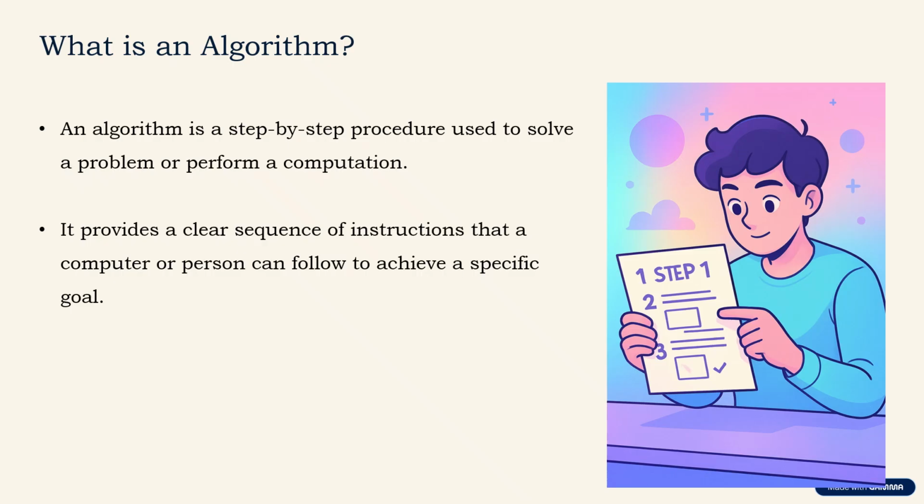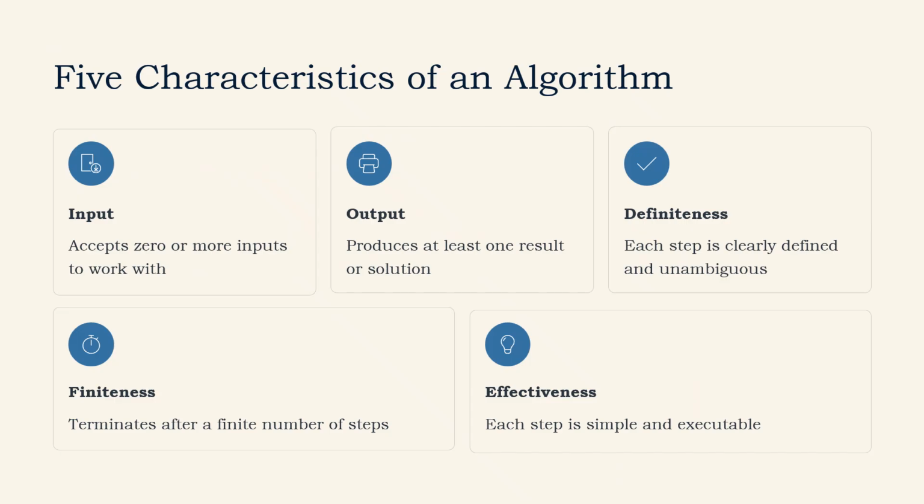The importance of algorithms in programming is that they help programmers break complex programs into smaller steps. An algorithm is mainly used to design efficient solutions and write better programs. In programming, every program is based on an algorithm. Now, let us see the set of steps to be considered a proper algorithm. It must satisfy important characteristics.